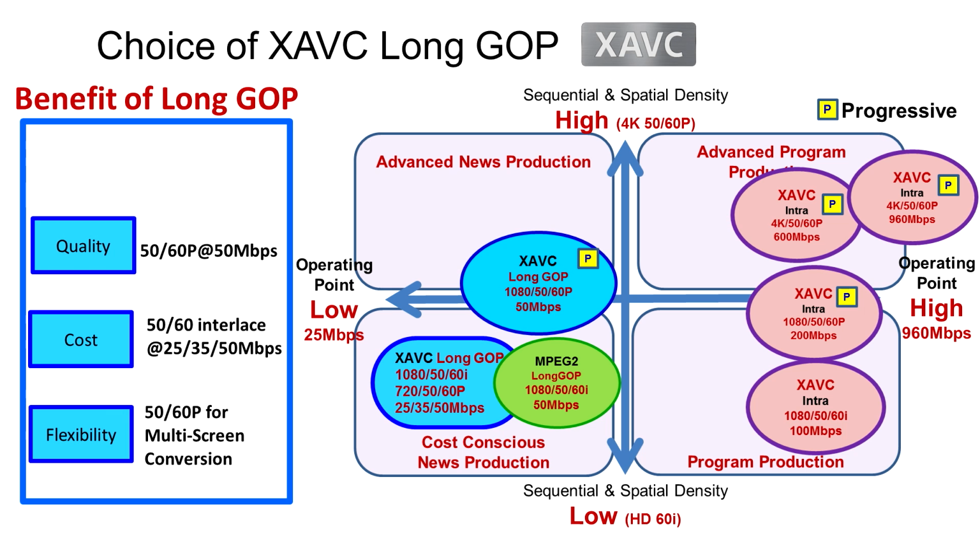50 megabit long GOP XAVC fulfills the dream of moving to 1080 50 progressive or 60 progressive within the efficient pipeline of 50 megabits per second. Therefore, this is another milestone that we can reach using the XAVC.